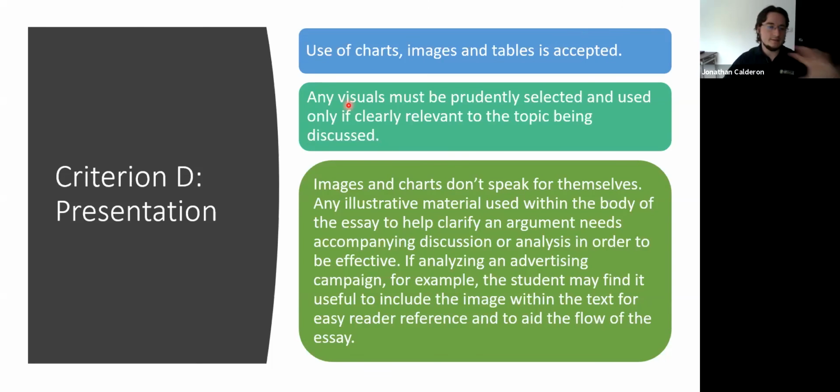Again, guys, if you're using charts or images or whatever, it has to be relevant and there has to be some discussion related to them, okay?